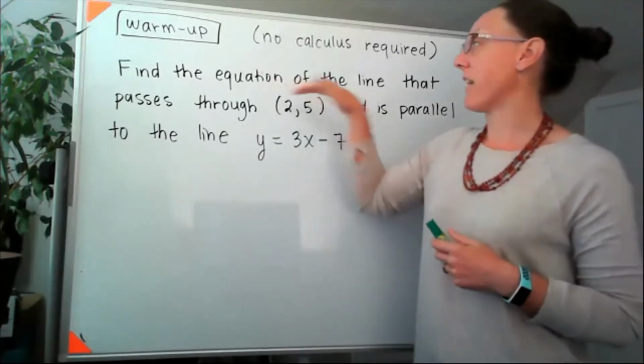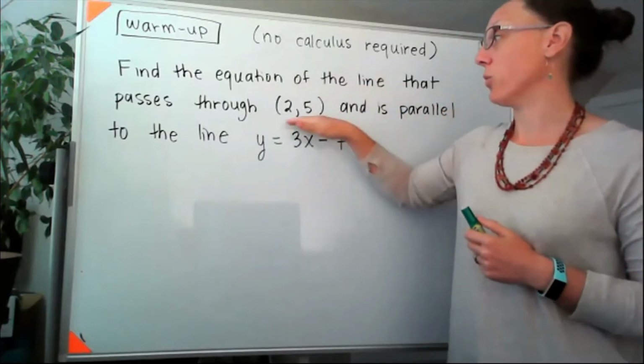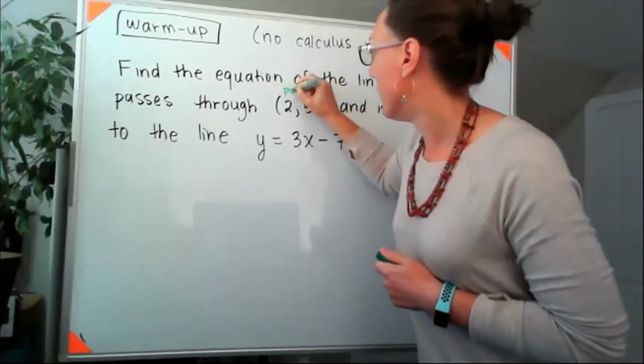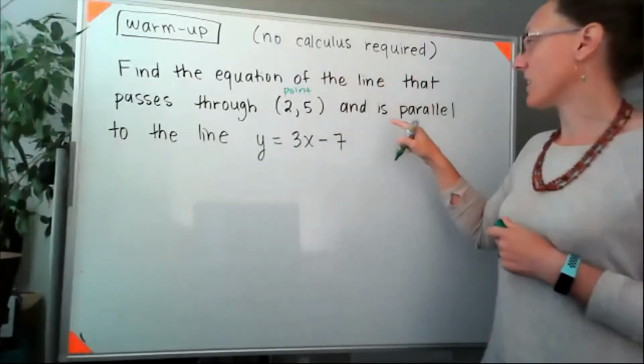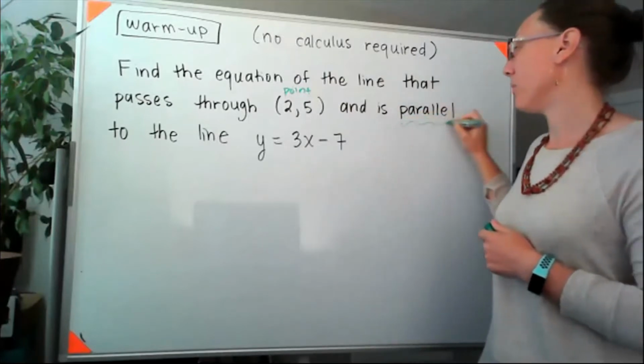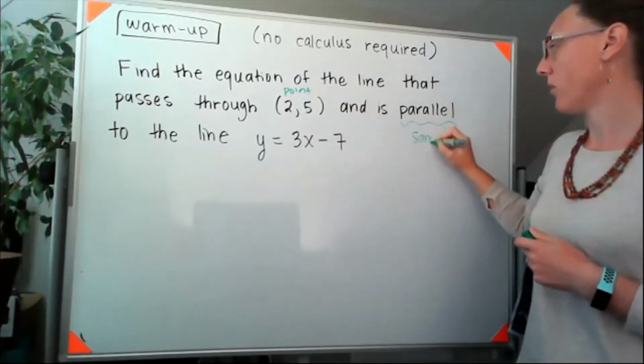So I've asked us to find the equation of the line that passes through (2, 5). Great, so we've got our point. And is parallel to this line. So the word parallel means that it's going to have the same slope.